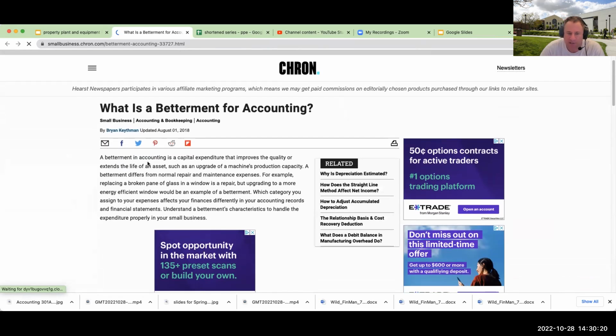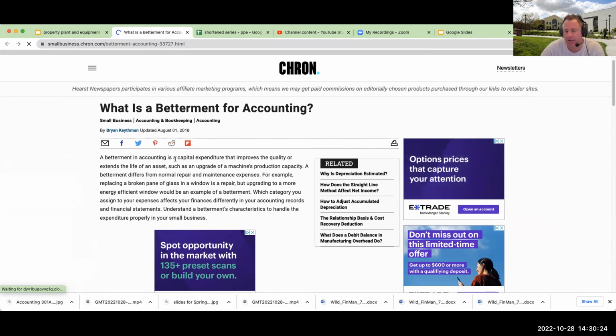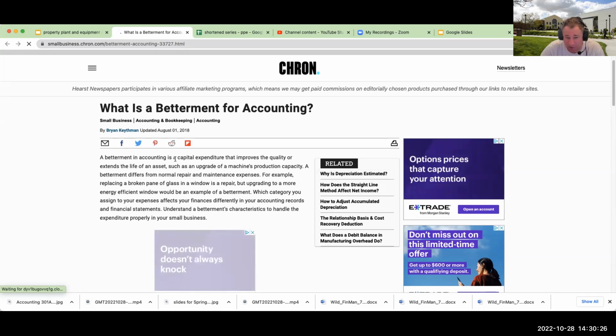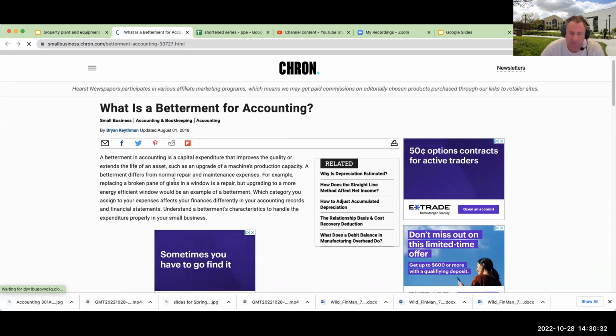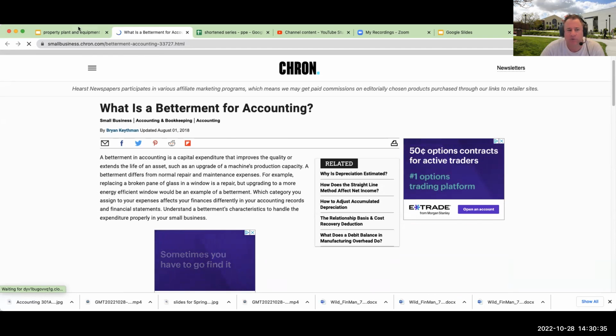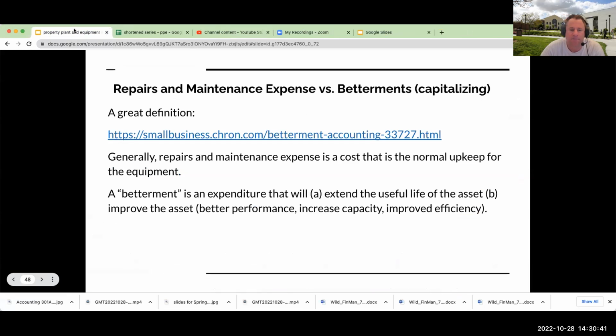A betterment in accounting is a capital expenditure that improves the quality or extends the life of an asset, such as an upgrade of a machine's production capacity. A betterment differs from normal repair and maintenance expenses. For example, let's go through now. So this is a definition of a betterment, and I'm going to put this below in the links, or in the description of the video.